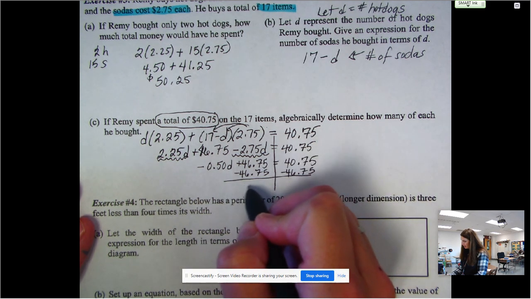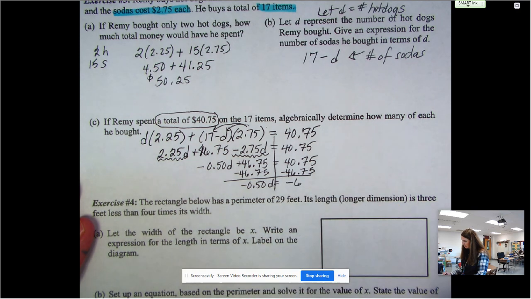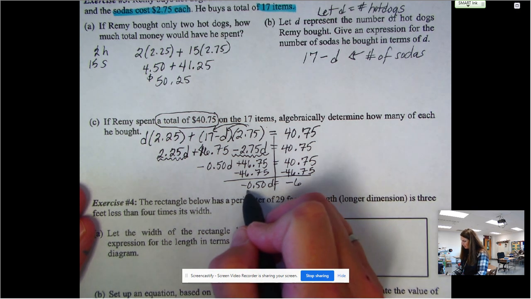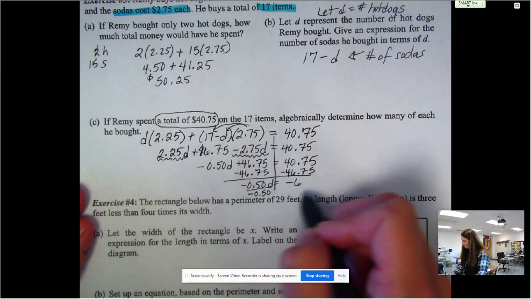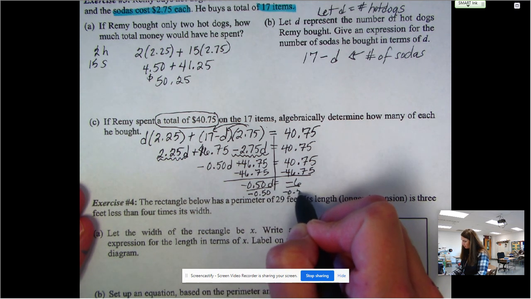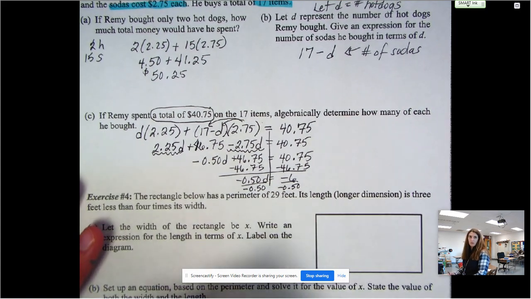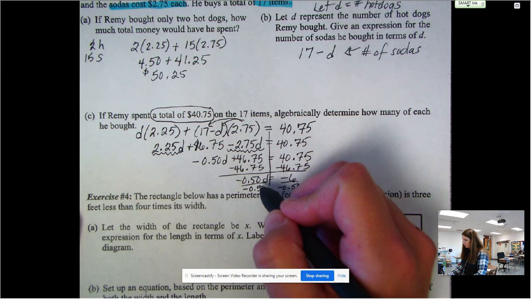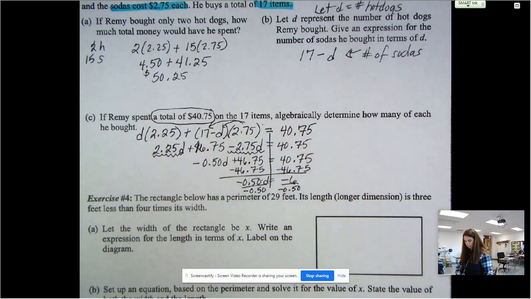It looks like we're going to get negative 0.50 D equals negative 6. So now, even though our coefficient is kind of crazy, we're still going to divide by it. Remember, Mrs. Brown said no matter what the coefficient is, you're going to divide by it to get the variable alone if it's being multiplied. And that is multiplication right there. We're dividing by that negative 0.50.